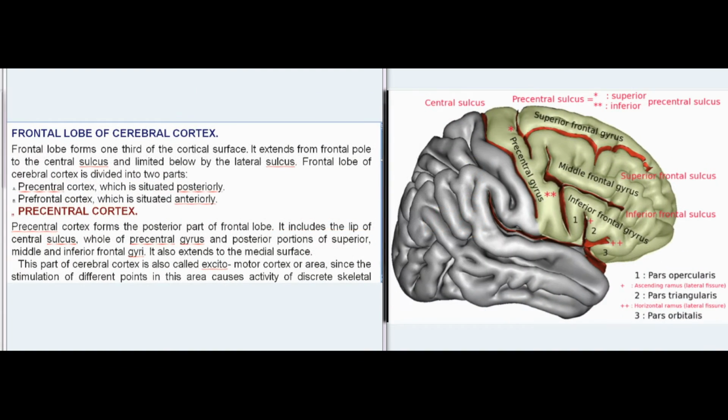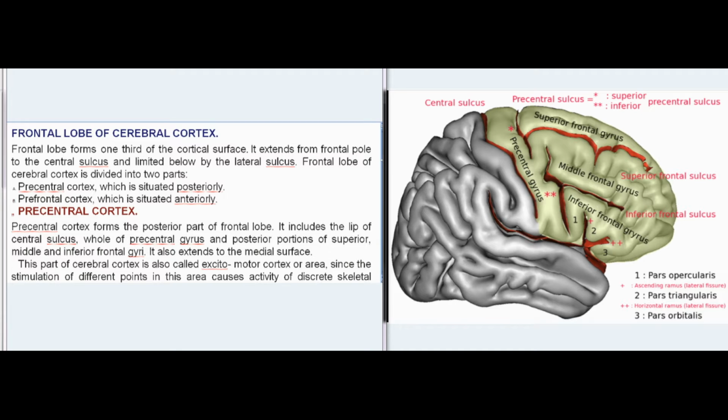Frontal lobe of cerebral cortex. Frontal lobe forms 1/3 of the cortical surface. It extends from frontal pole to the central sulcus and is limited below by the lateral sulcus. Frontal lobe of cerebral cortex is divided into two parts: precentral cortex, which is situated posteriorly; prefrontal cortex, which is situated anteriorly. Precentral cortex forms the posterior part of frontal lobe.